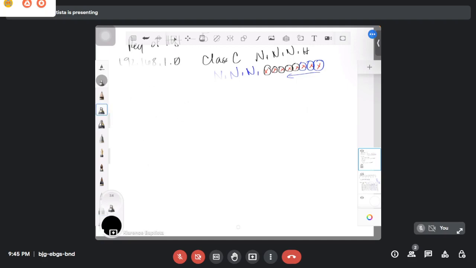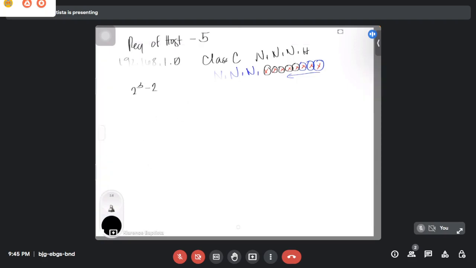So again, 2 raised to 3 minus 2 is 6 hosts per subnet. Tapos meron tayong 2 raised to 5 minus 2 is 30 subnet. Ayan, meron tayong 30 subnet. Ngayon, we will get the customized subnet mask.